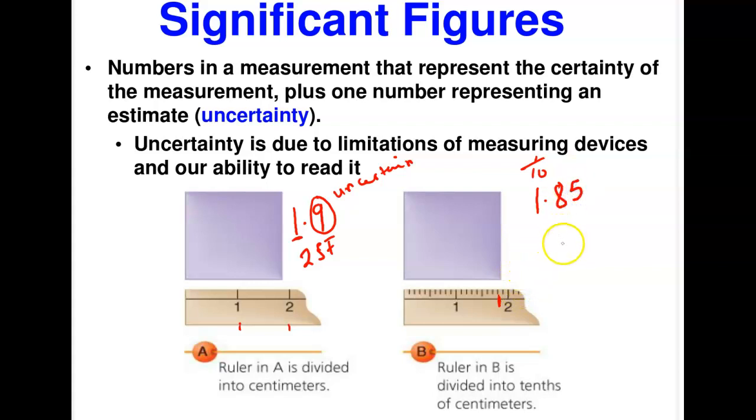What does that tell you? It tells you that these 2 digits are my certain digits. I got them from this ruler. I did not estimate them. But the last digit is an estimate. This is a typical estimate of my number. What that actually tells you is that I can always express this number into 3 significant digits. So this is 3 significant figures.